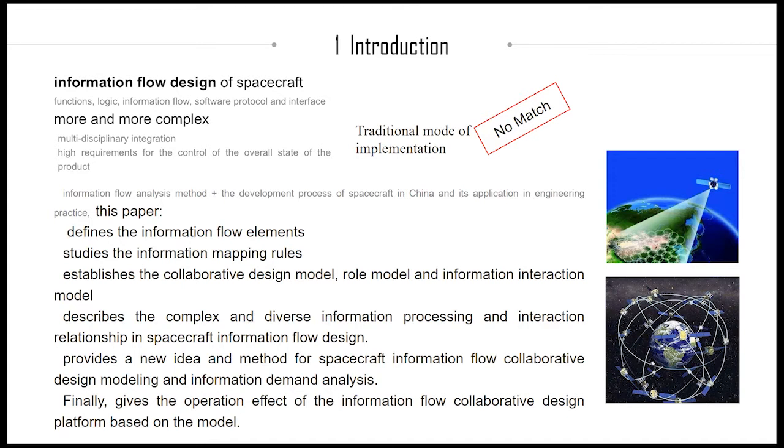design model, rule model, and the information interaction model, and describe the complex and diverse information processing and interaction relationship in spacecraft information flow design. Also, it provides a new idea and method for spacecraft information flow collaborative design modeling and information demand analysis. Finally, it gives the operation effect of the information flow collaborative design platform based on this model.